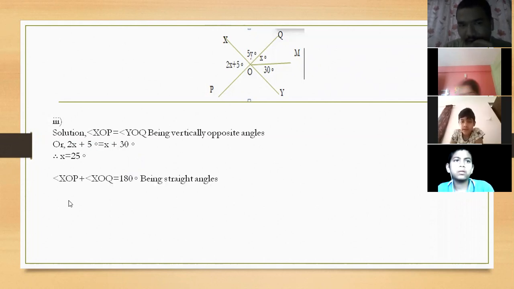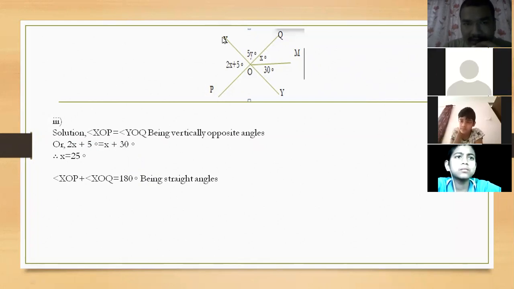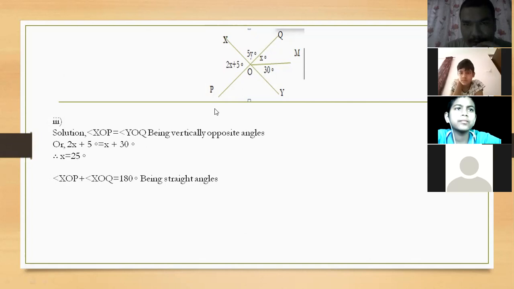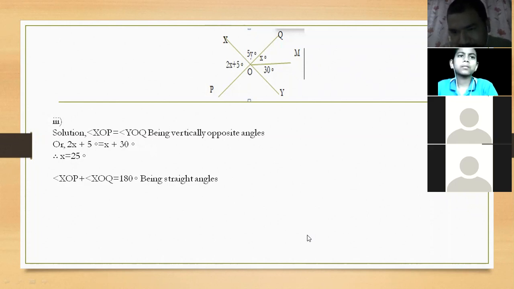After finding the value of x, now we have to add, look here, XOP and XOQ. They are also forming a straight angle. When we add XOP and XOQ, you will get a straight angle. Okay, Prajwal? Okay, sir.